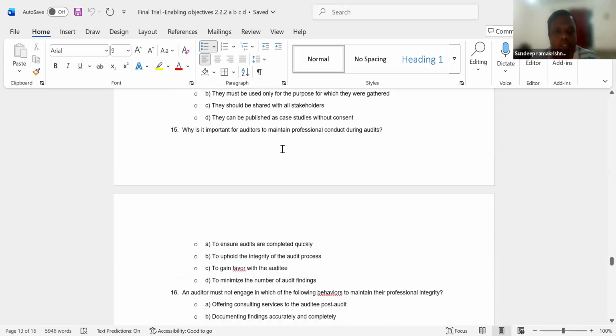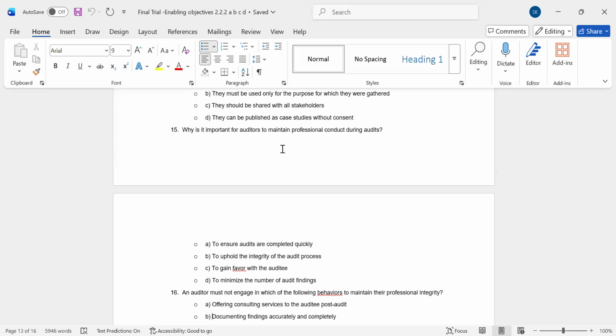Right. Question number 15. Why is it important for auditors to maintain professional conduct during audits? A. To ensure audits are completed quickly. B. To uphold the integrity of the audit process. C. To gain favor with the auditee. And D. To minimize the number of audit findings.